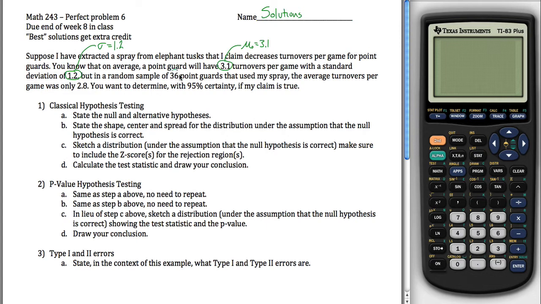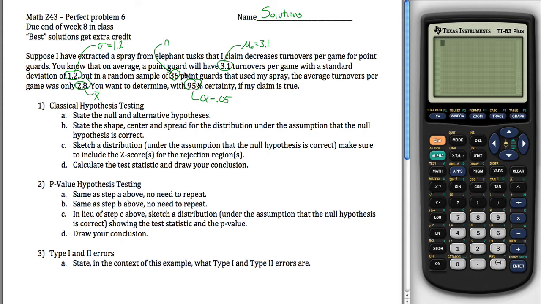But then we get a random sample of 36 point guards. So our sample size n is 36. And the sample average was only 2.8. So x bar is 2.8. And we want to determine with 95% certainty. 95% certainty tells us that alpha is 0.05. We want to determine if my claim is true.